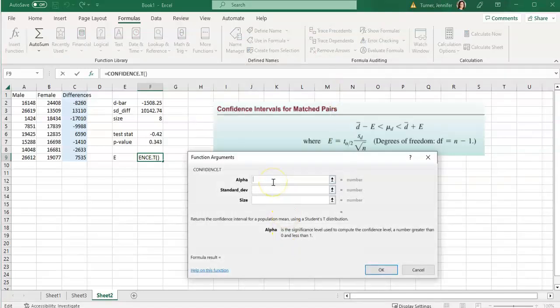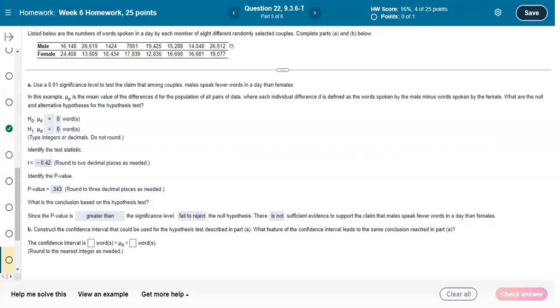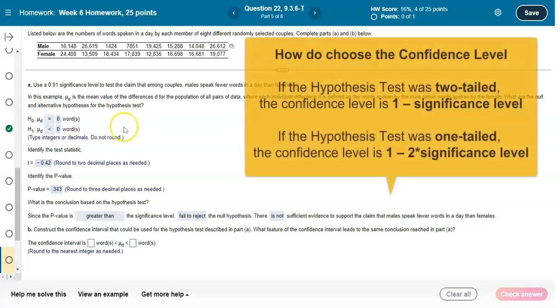The alpha here is something we need to get from the significance level from our question when we did the hypothesis test. So let's go back and look at that. Remember, when we did our hypothesis test in the first place, we had a 0.01 significance level. So here's the rule about how to figure out what level of confidence you would have in a confidence interval based on a hypothesis test.